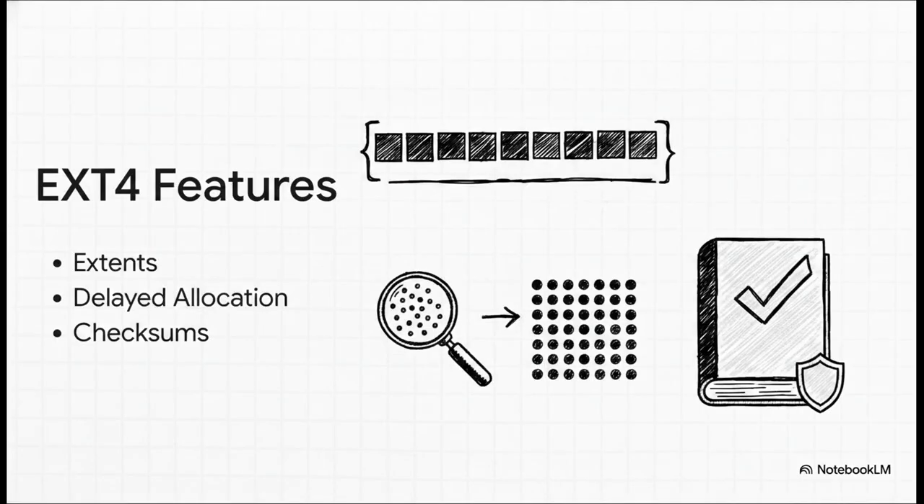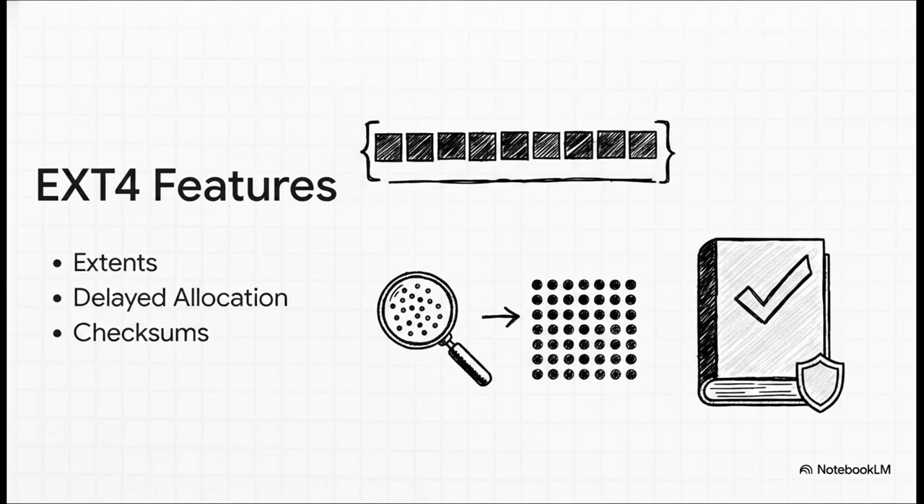EXT4 was built for extreme performance and heavy workloads, and it utilizes some incredibly smart features. First up is extents. Older systems tracked large files by listing thousands of individual tiny disk blocks. EXT4 groups these into extents, which is basically a contiguous range of blocks. This means it can just say, hey, this file uses blocks 5,000 through 30,000, which dramatically speeds up reading and writing.